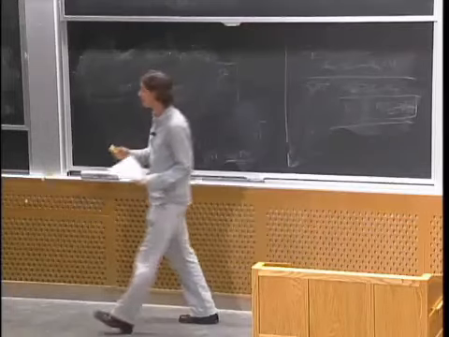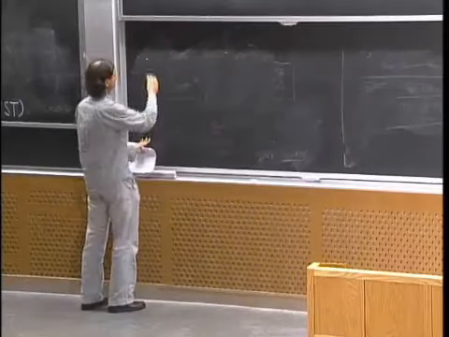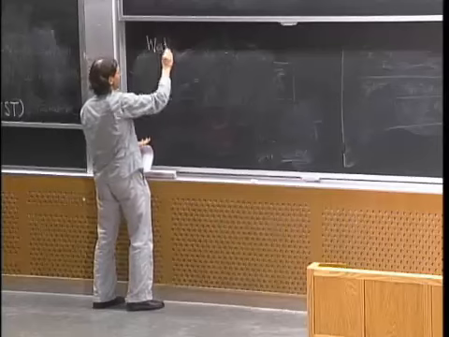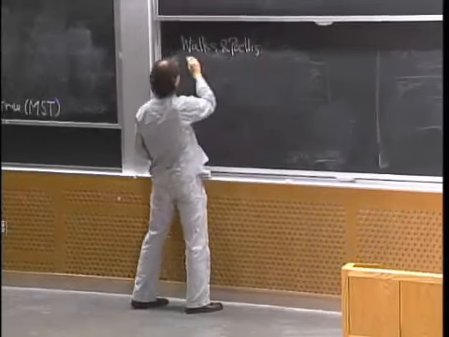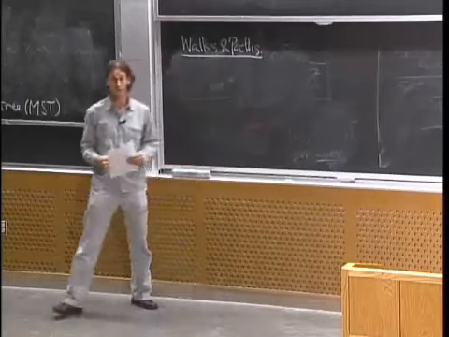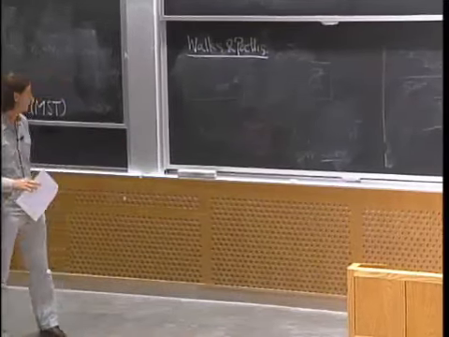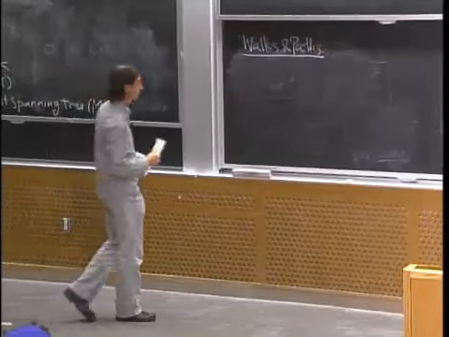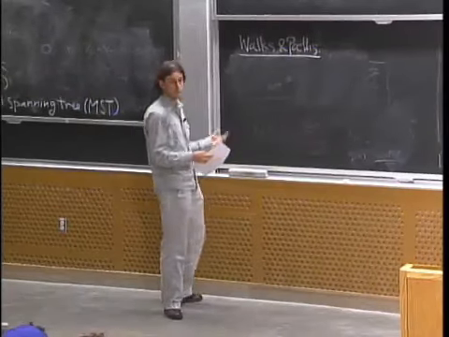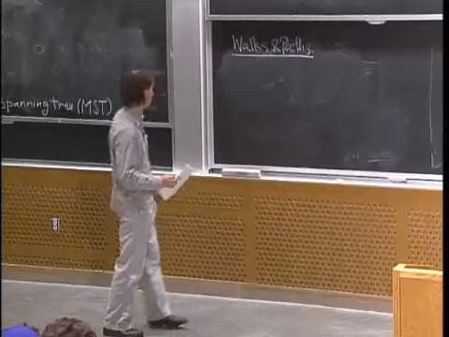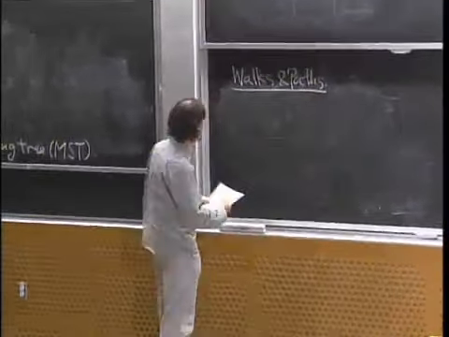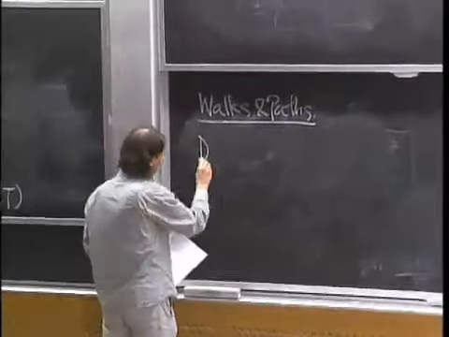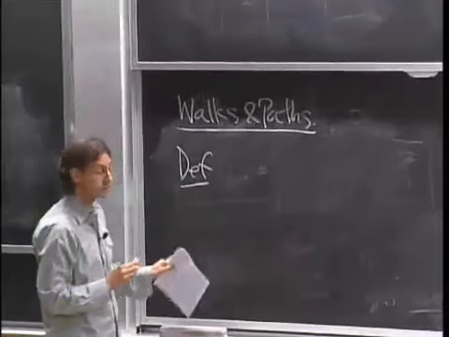So let's talk about walks and paths. You've already seen a bit of graph theory. We talked about graph colorings and so on. But now we're going to talk about special types of graphs and special structures within such graphs. Well, let's start with the first definition.